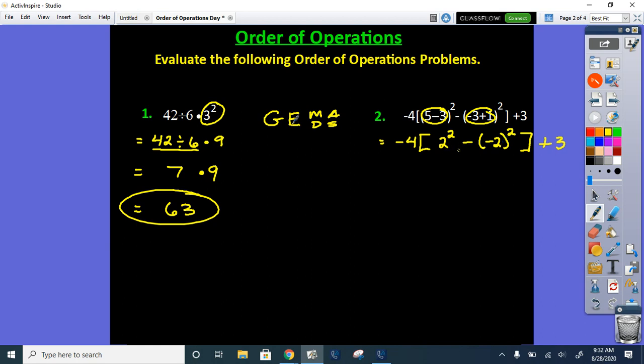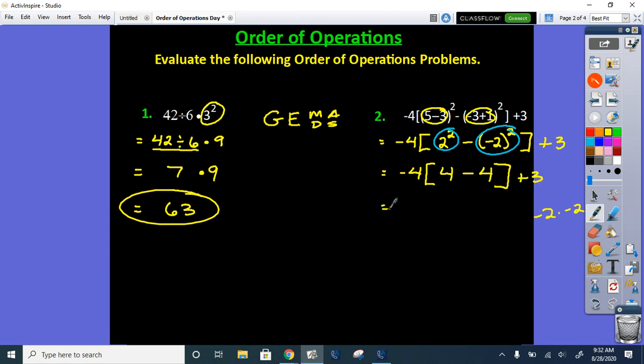Okay? So now I go to my next step, which is exponents. My exponents in here, I'm focused on 2 squared. I'm also focused on -2 squared. I'm not going to worry about this double negative yet because I have to still focus on my order of operations. I'm going to drop down my brace. 2 times itself is 4 minus -2 squared. Think about this. A negative times a negative will equal a positive. We have a 4 minus 4 there, and then plus 3.